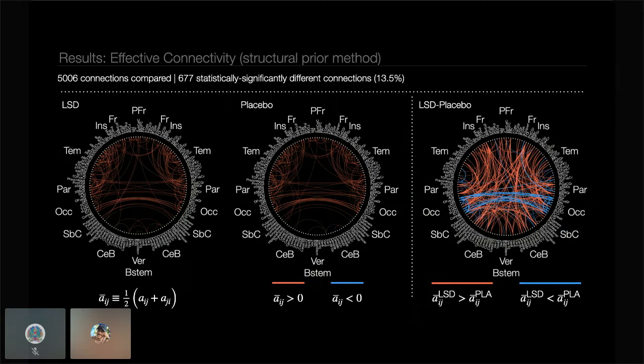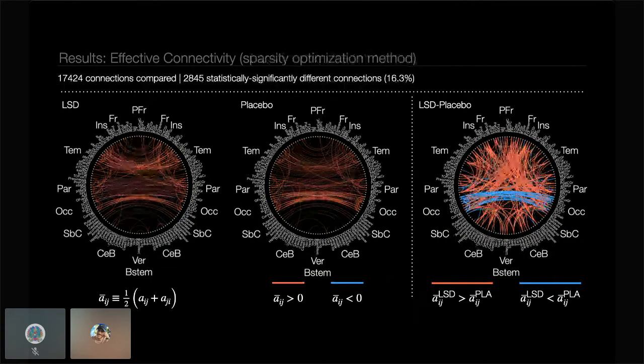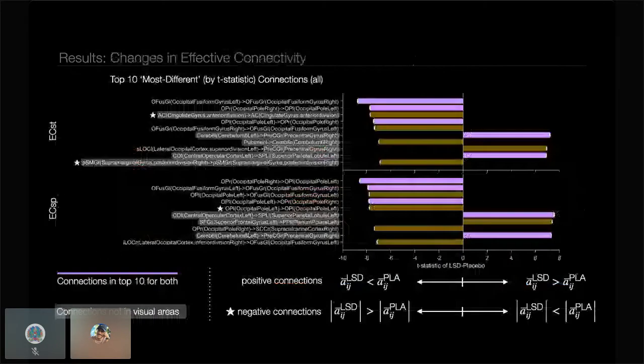But there are some exceptions, most prominently bilateral connections in occipital areas. And these results are echoed by the sparsity optimization method. As can be seen from a paired t-test comparison, many of the most different connections are indeed between visual areas.